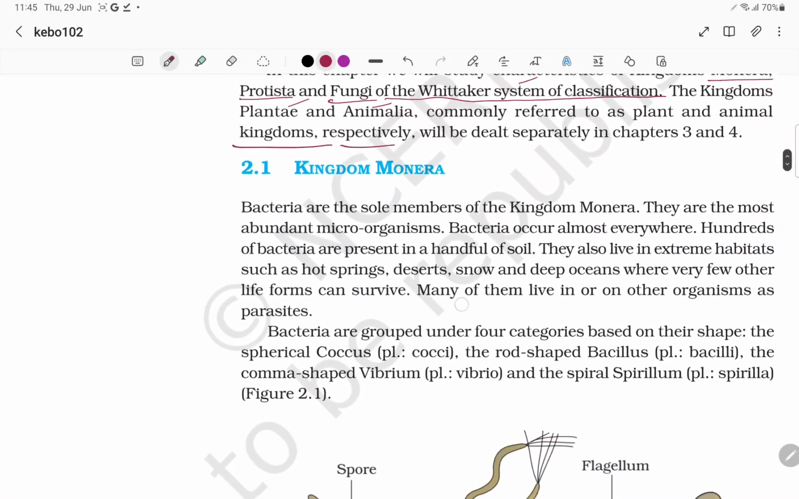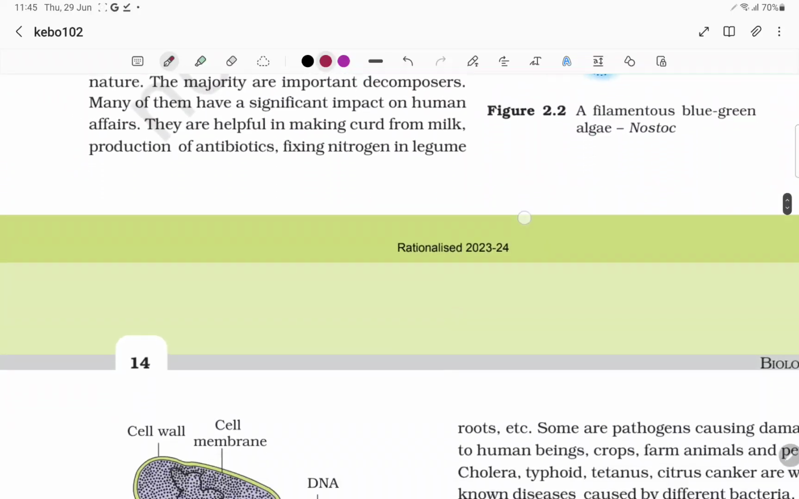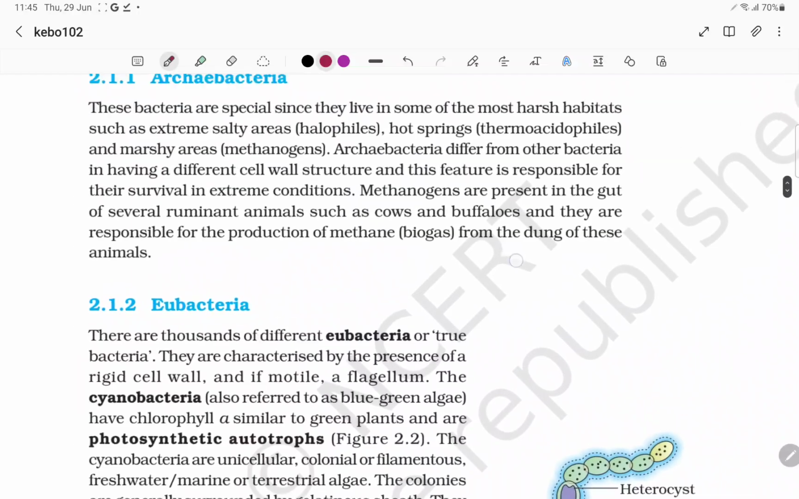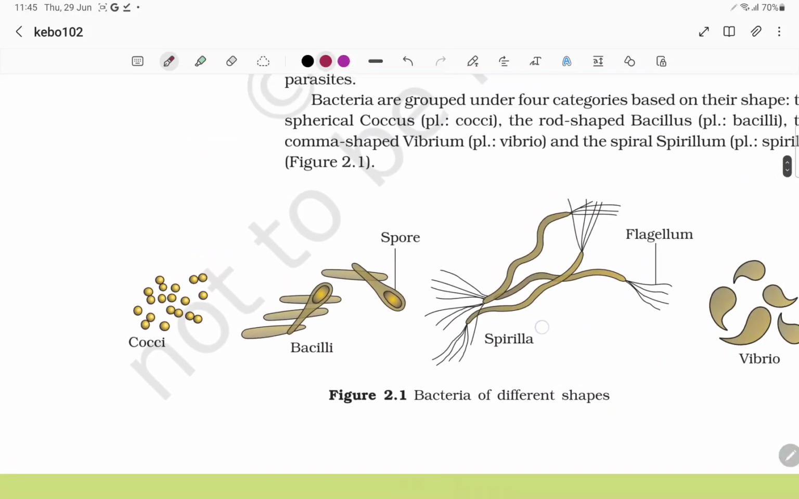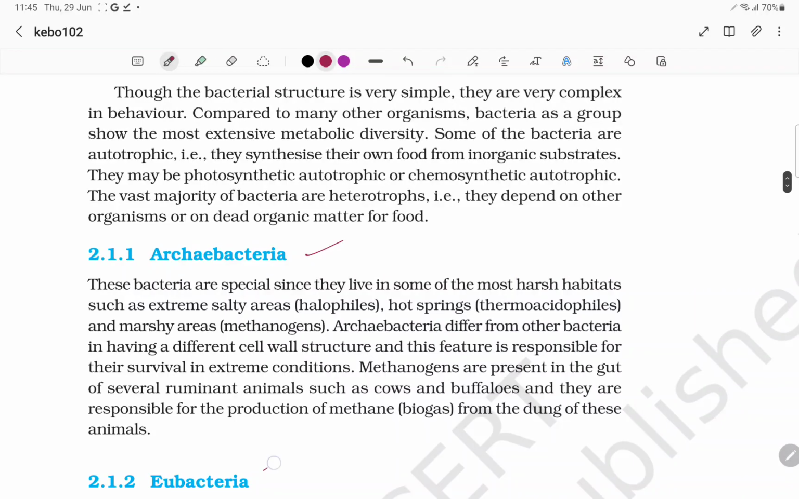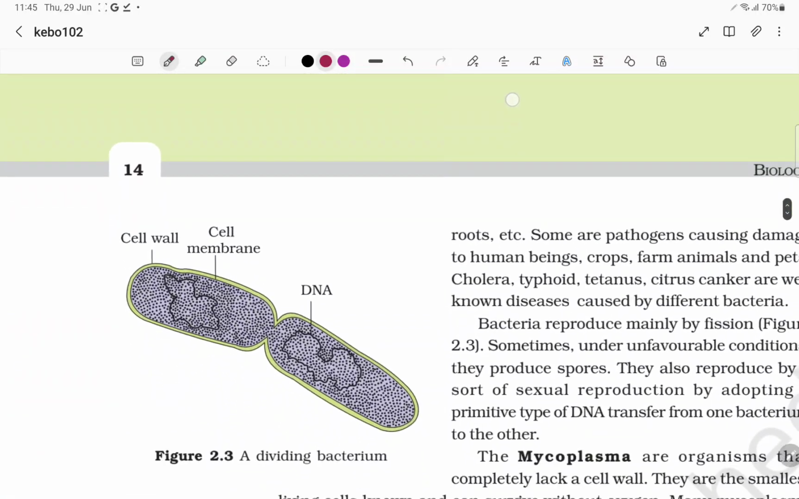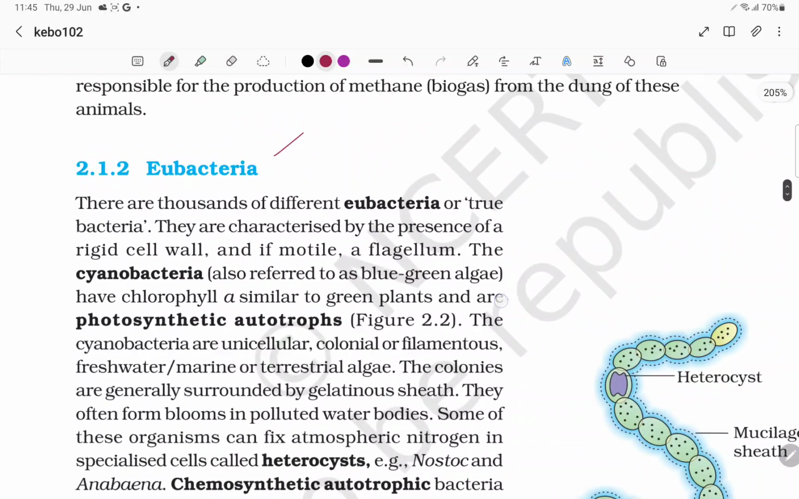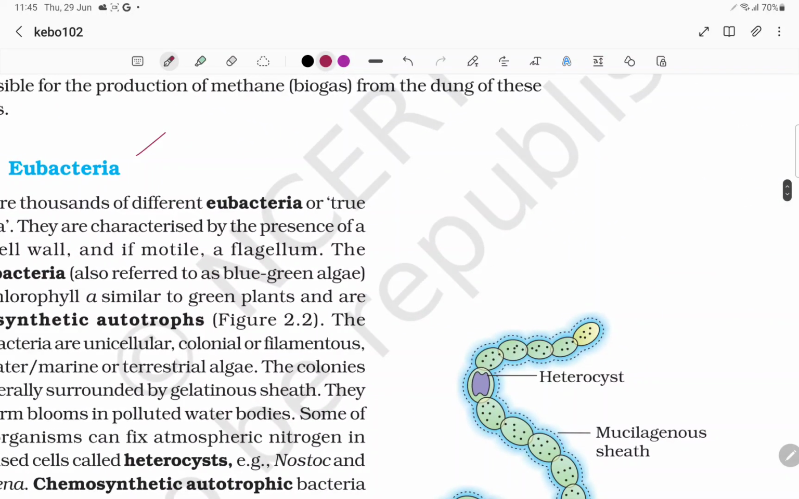So let's talk about the kingdom Monera. Under kingdom Monera, they have given the categories: Archaebacteria, eubacteria, and we have the mycoplasmas as well. So let's talk about kingdom Monera. In kingdom Monera, we already know that it is the one which has unicellular prokaryotes.